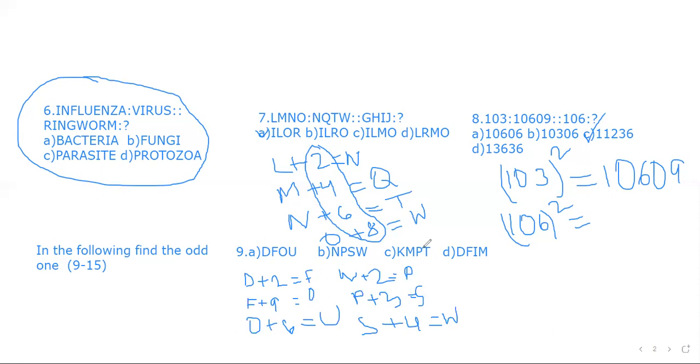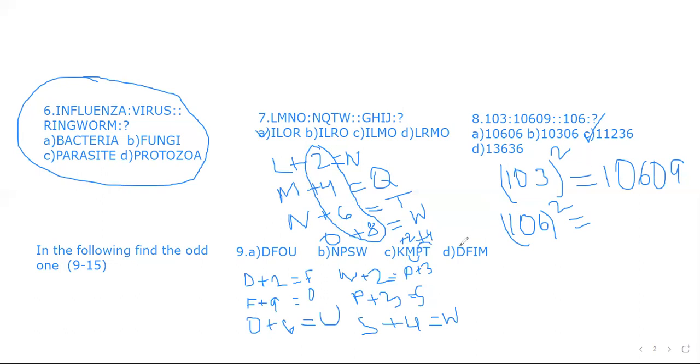So let me check the remaining. How do we reach from K to M? K, L, M. So it's plus 2. M to P. M, N, O, P means plus 3. P to T plus 4. Check P, Q, R, S, T. So plus 2, plus 3, plus 4, but this one is plus 3, plus 3. But this is plus 4.